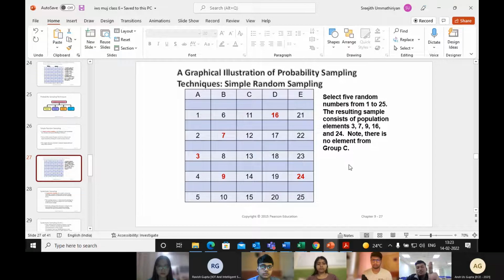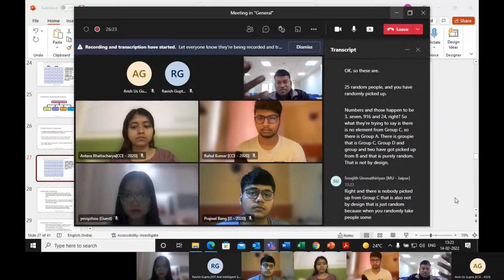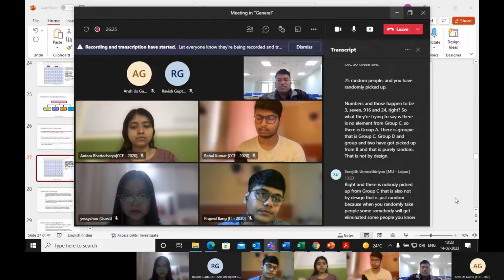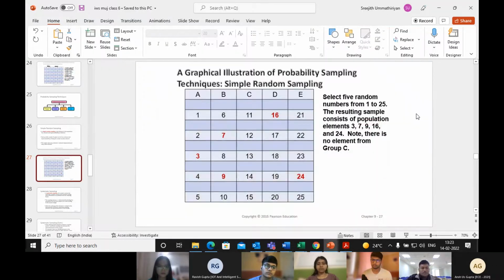So there is group A, group B, group C, group D, and group E, and 2 have got picked up from B. And that is purely random. That is not by design. And there is nobody picked up from group C. That is also not by design. That is just random, because when you randomly take people, somebody will get eliminated, and in some groups 2 people will get selected, and so on and so forth. So this is an illustration of simple random sampling.